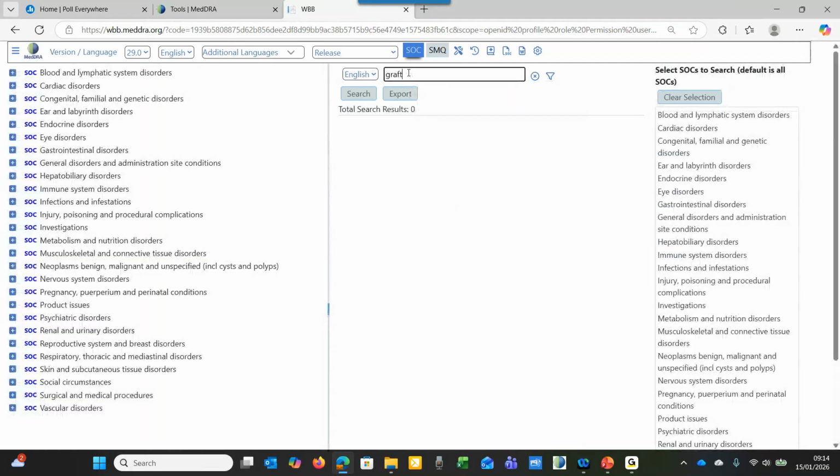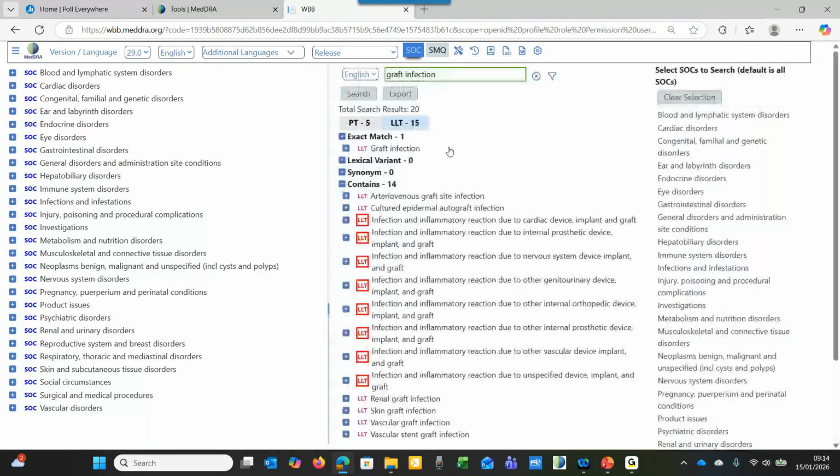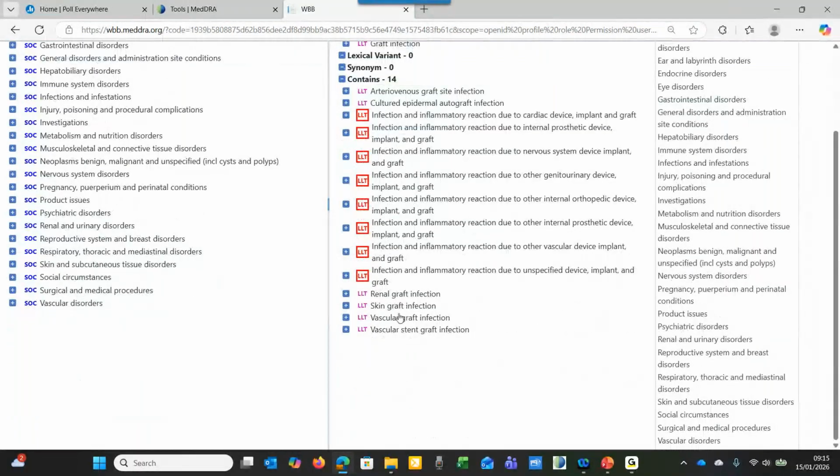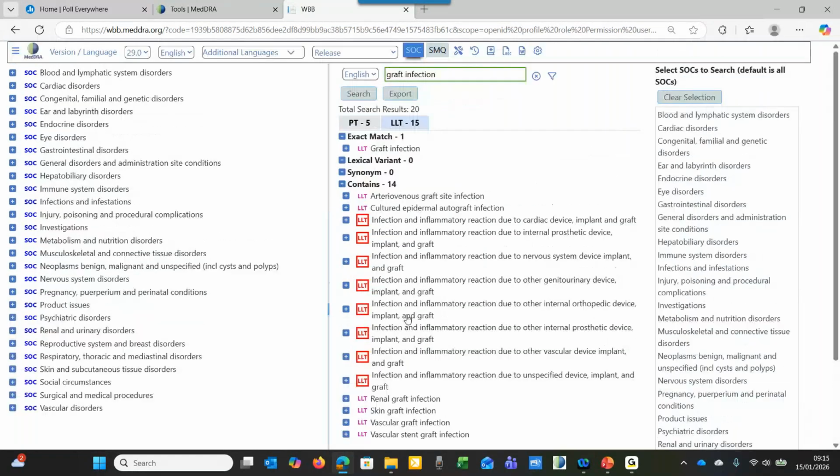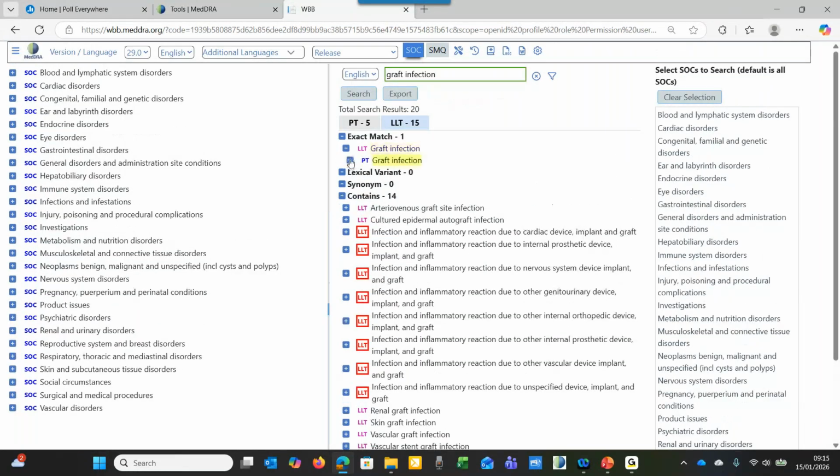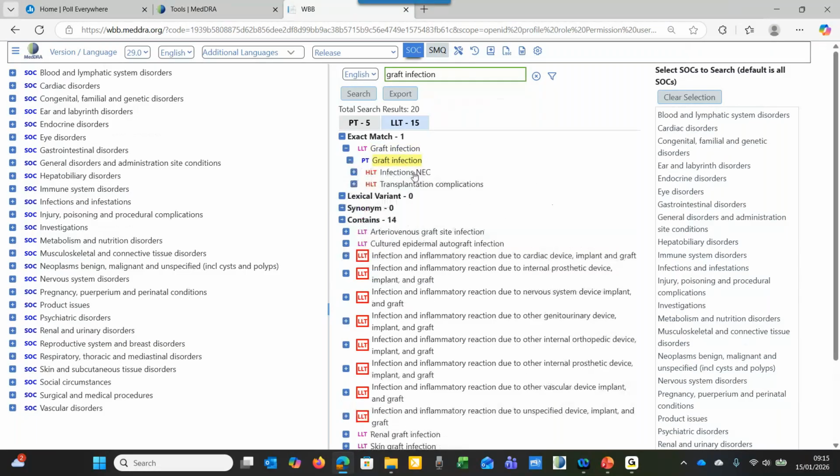So a lot of you thought about graft infection. So I can look at the term, but actually there's no infection reported here. So here is, we've got renal graft, skin graft, vascular stent graft. So it supports what we said about a graft could be a transplant, it could be a vascular device. Graft infection is under infections and transplant complications. So it is there. The reason I wouldn't choose that one is that what we have here is not an infection, it's a colonization. So let's have a look for the word colonization.